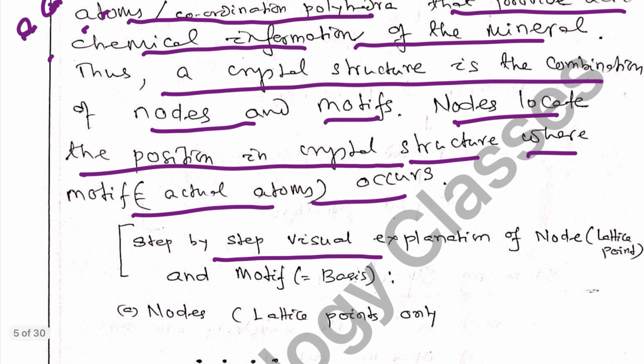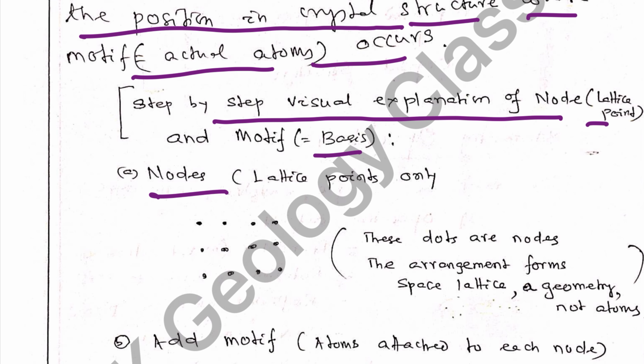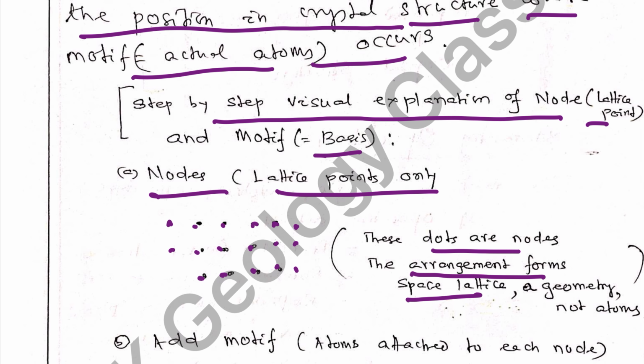Step by step visual explanation of nodes or lattice points and motif, which form the basis. So nodes are the lattice points. These are the lattice points or the nodes. These dots are the nodes. The arrangement forms a space lattice. This is a space lattice.